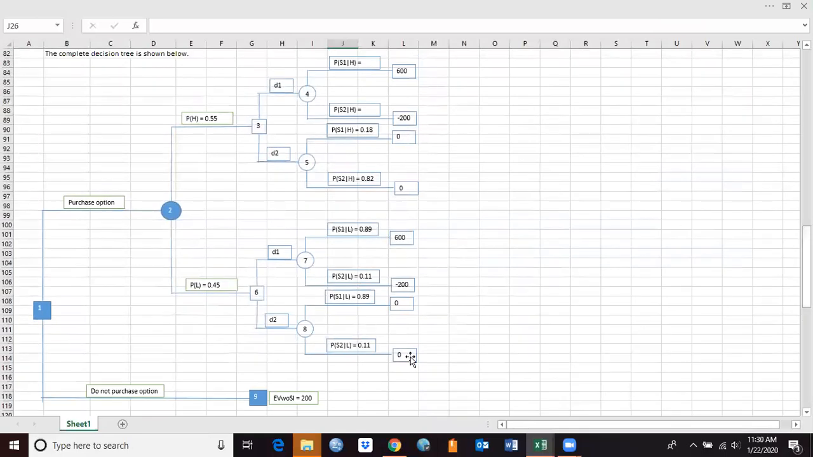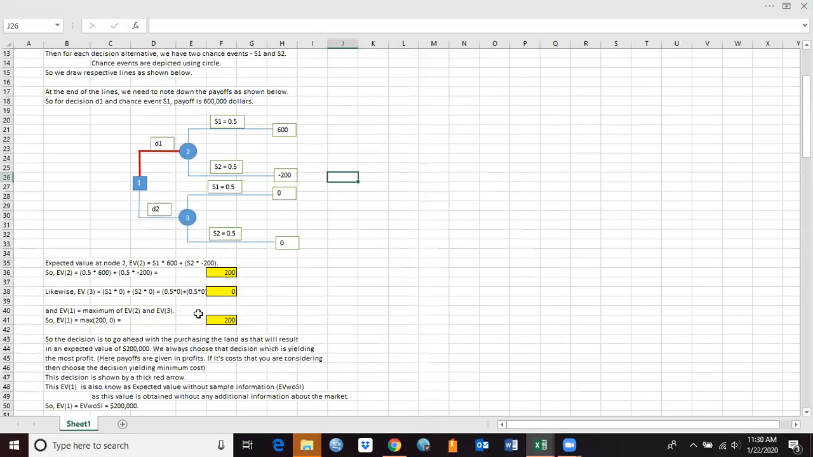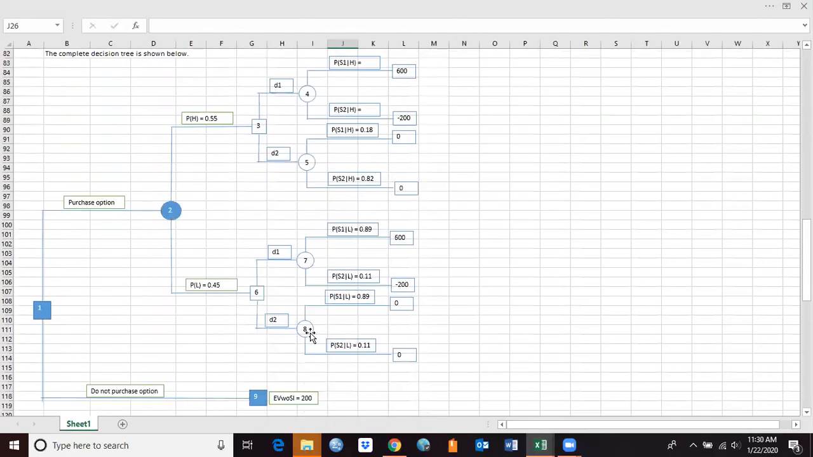So this is how I would draw the decision tree. Let me go ahead and explain this decision tree. The investor has the option to buy the option to learn more about the market. If he does not purchase the option to know more about the market, then we know the expected value without sample information, or without market information, which is $200,000. That's what we found earlier here, right? This is the value that we found, $200,000, the expected value without sample information, or without any information about the market. That is given.